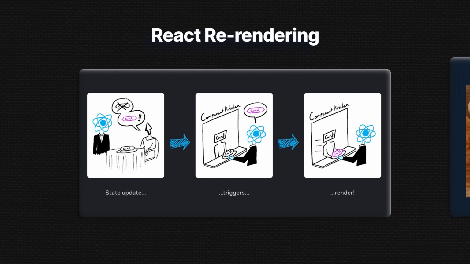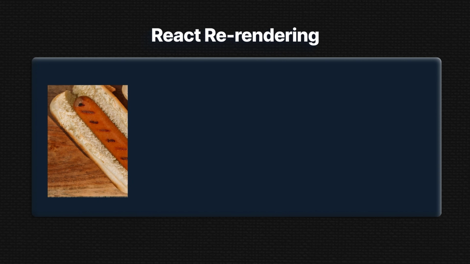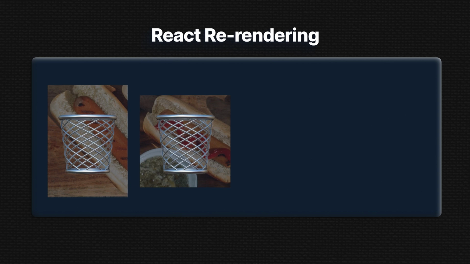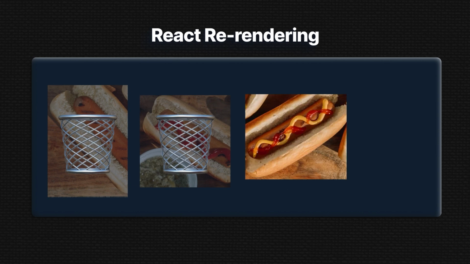So let's explain how React re-renders by using an example of buying a hot dog from a food stand. Let's imagine you were going to buy a hot dog from a food stand. The hot dog arrives and it doesn't have any condiments, but you later realize that you want some ketchup on your hot dog. So you tell the seller, and what they do is they throw the old hot dog away, in the bin or in the trash, and they give you a new one with ketchup on it. Nice. But then you realize you want some mustard. So you tell the seller, and what they do, weirdly enough, is they grab the old hot dog with the ketchup and throw it in the bin and give you a new one with ketchup and mustard.